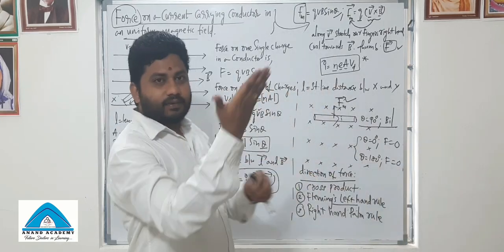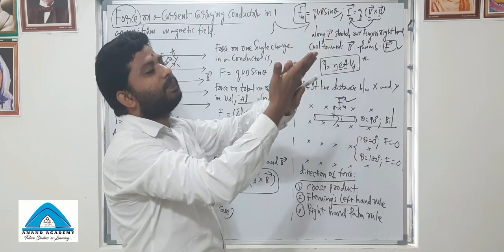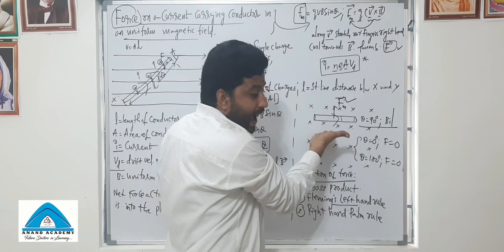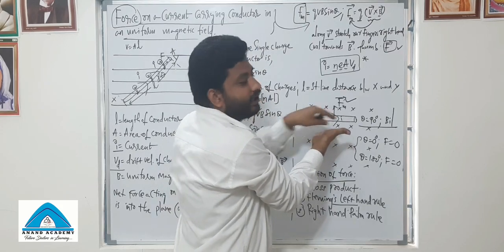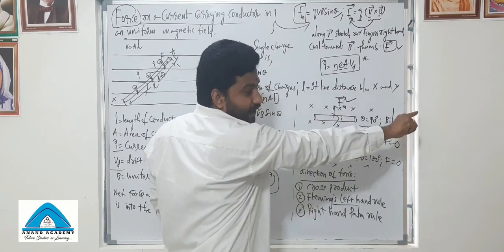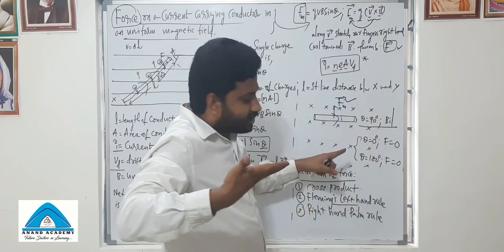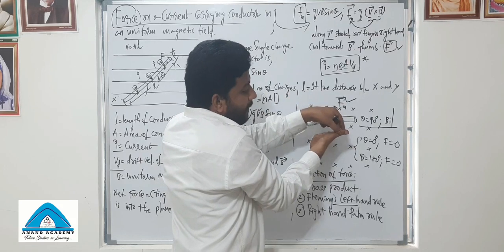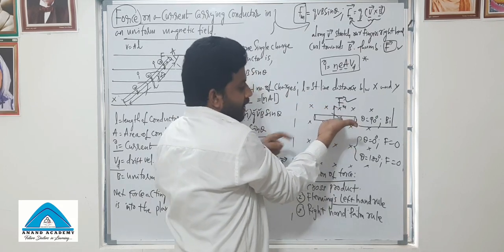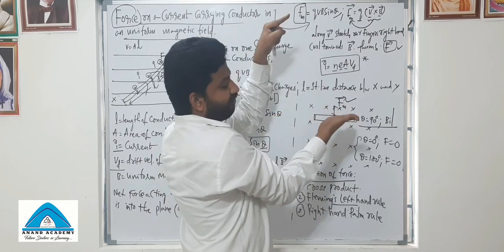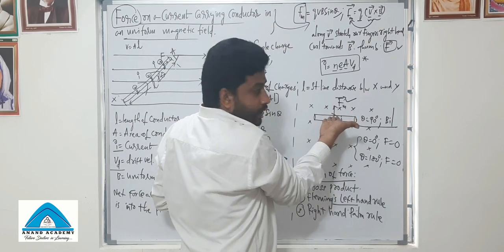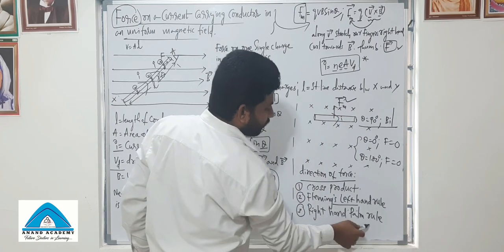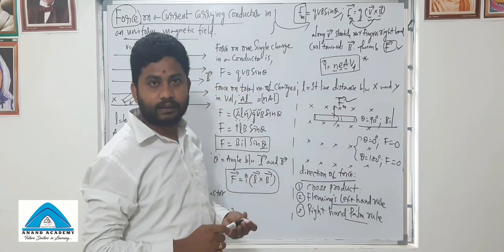So the stretched fingers must keep in the direction of magnetic field. Look at here. And the thumb must point in the direction of current. You see, direction of current is here. Stretched fingers are keeping in the direction of magnetic field, and thumb must point in the direction of current, and face of the palm will give the force direction. Look at here. The face of the palm is giving you the direction of the force. So that is what the right hand palm rule tells.